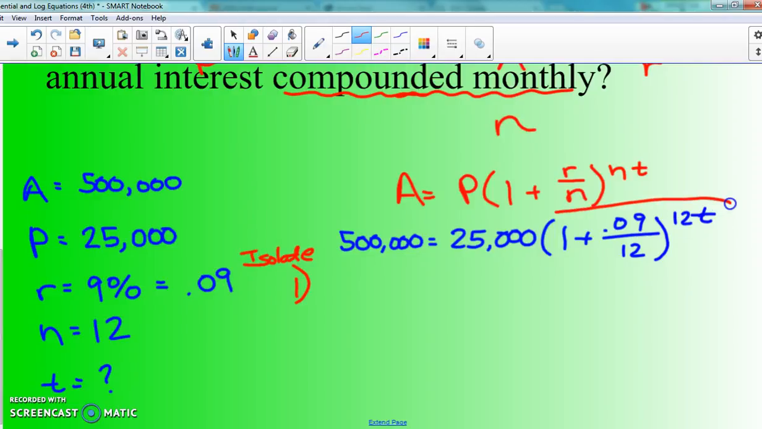So this whole part right here is our exponential function. That means we need to get that 25,000 to the other side. So let's go ahead and divide by that 25,000.